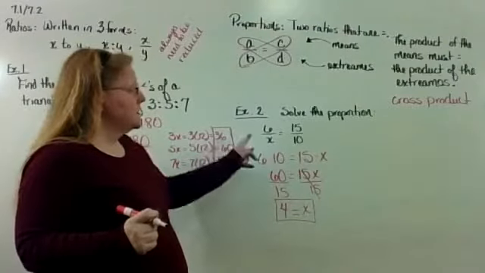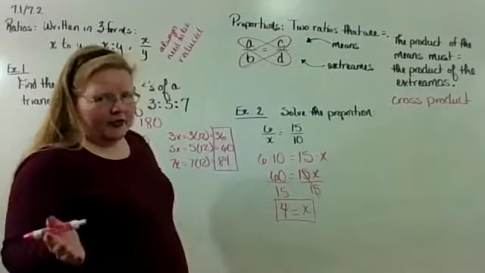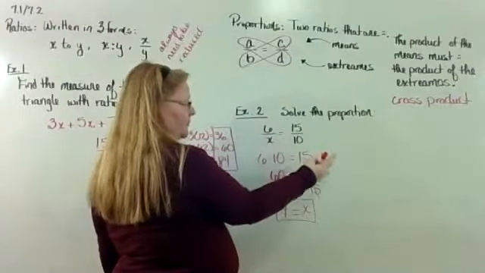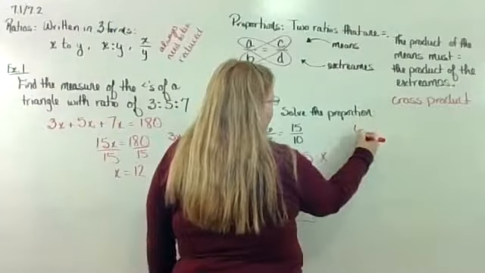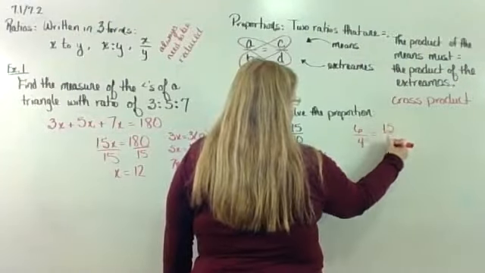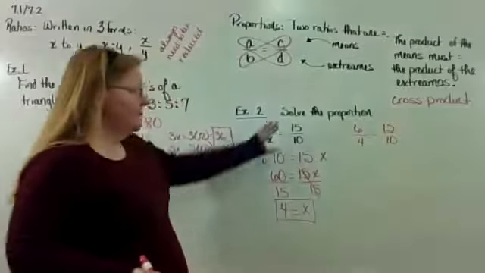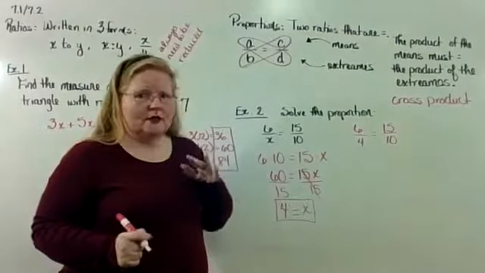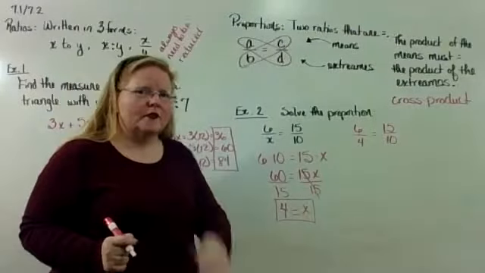Now, since 4 is my answer, what this really would become, if I were to rewrite this proportion, would be 6 over 4 is equal to 15 over 10. Now, I need you to understand, I have finished this problem. There is nothing else to do. I just want to point something out to you, that's all.